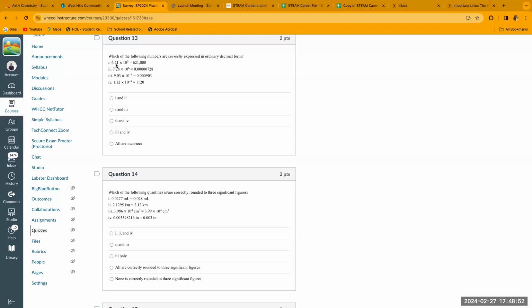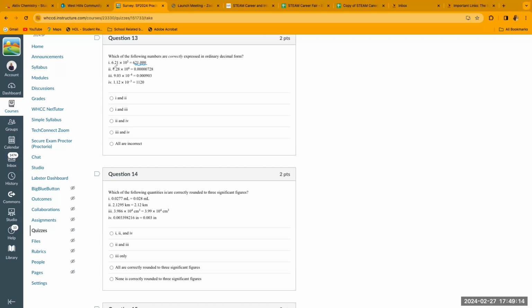Okay, so that's 1, 2, 3, 4, 5. So that would be 10 to the 5. So then that is the same. They equal the same number. So that one is correct.